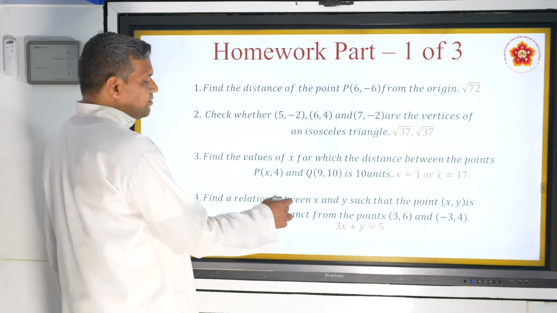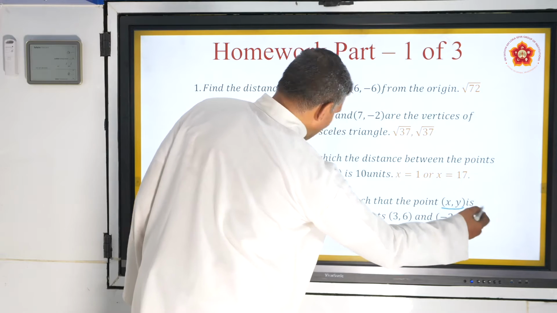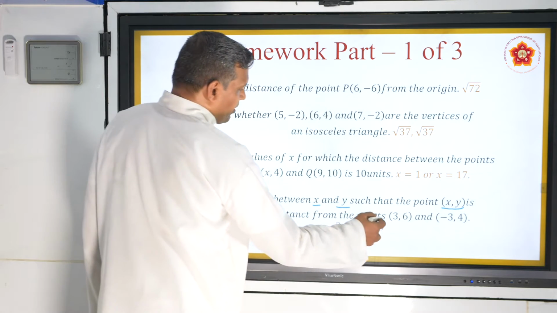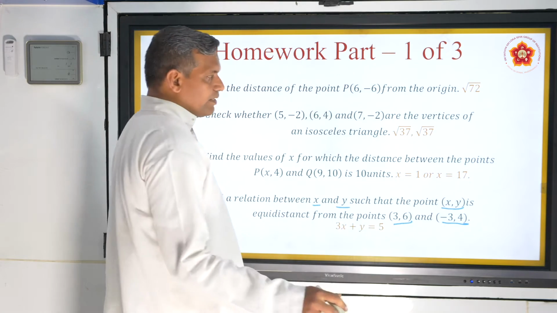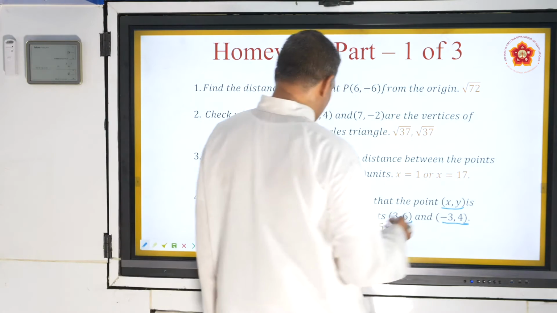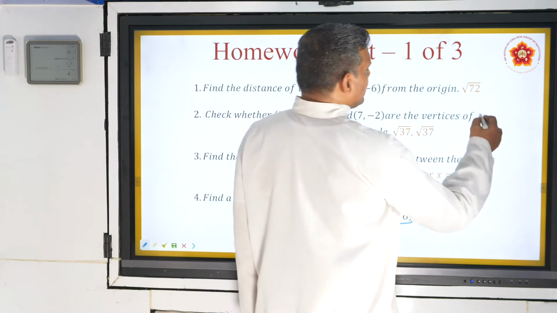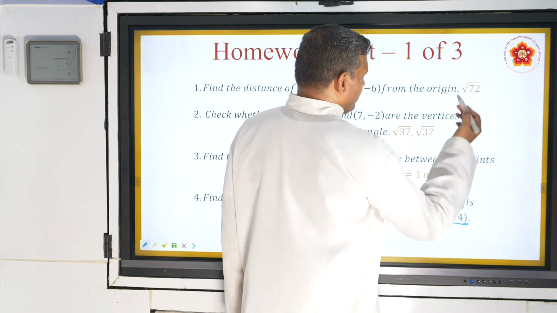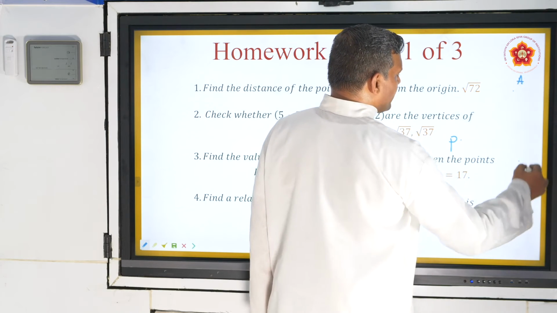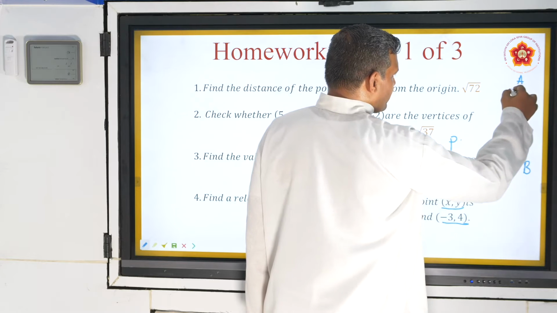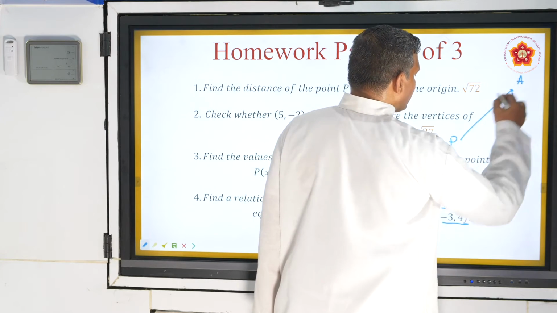So find the relationship between x and y such that the point (x, y) is equidistant from the point (3, 6) and (-3, 4). I think you remember a sum which I solved. So what are the points that they have given? They did not specify anything, you can take anything. So consider the point as P and then the 2 points, say A and B. What they are telling is, these 2 points are equidistant from another point, that is point P.